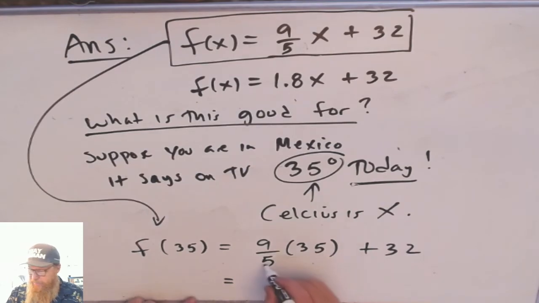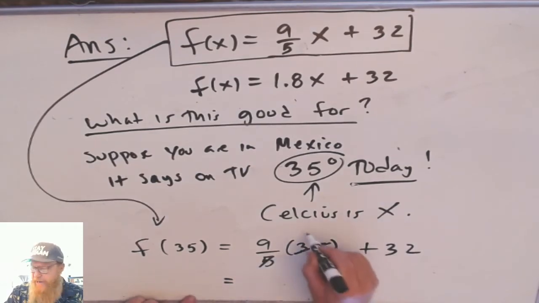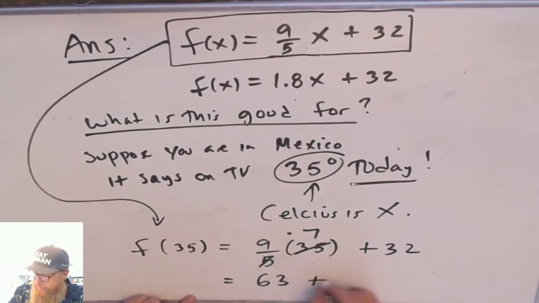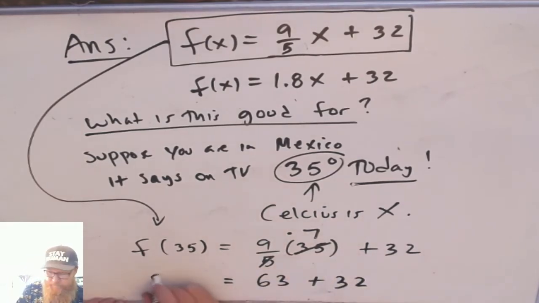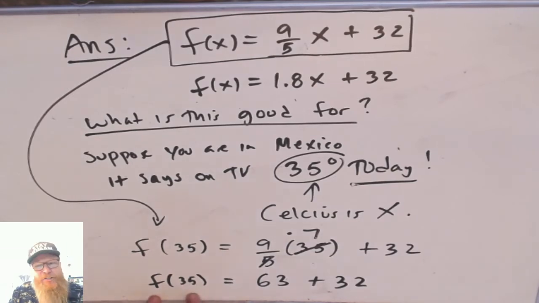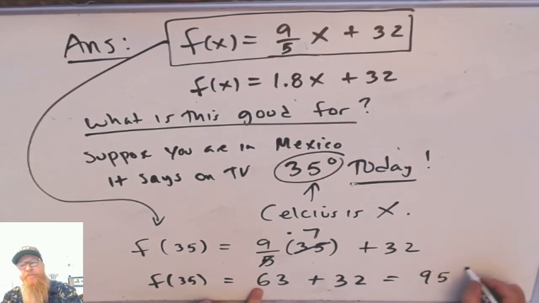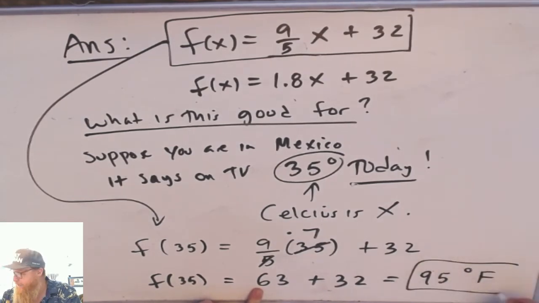Okay. 5 goes into 35 7 times. 9 times 7 is 63. You don't do anything on the left-hand side. This just reminds you of what you started with. You started with 35, and then you plug it in. It goes through the function. 63 plus 32 is 95 degrees Fahrenheit.